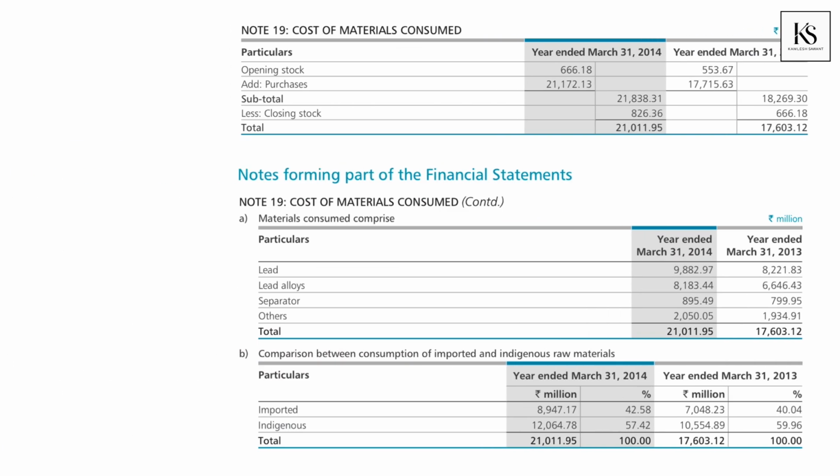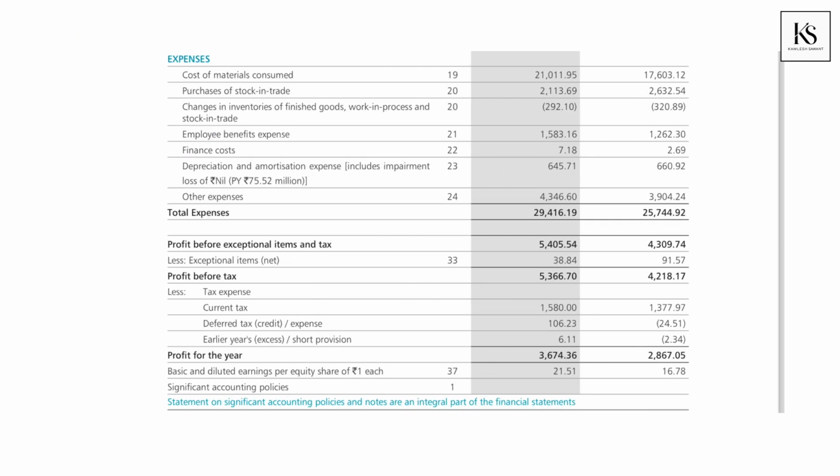As you can see, Note 19 gives us the details of the material consumed. The company uses lead alloys, separators and other items, all of which adds up to 2101 crores. The next two line items talk about purchases of stock in trade and change in inventories of finished goods, work in process and stock in trade. Both these line items are associated with the same note.